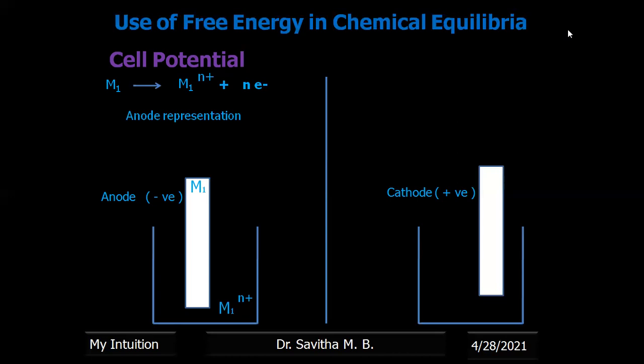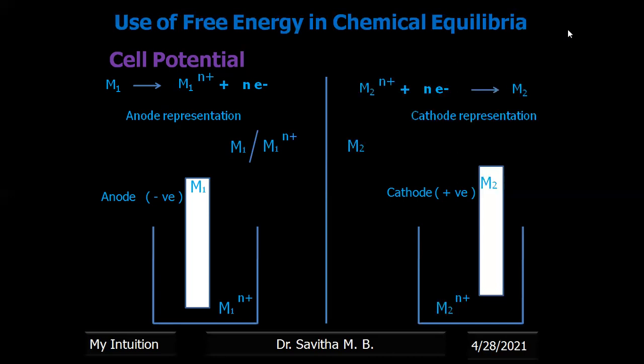Okay, now the anode half cell is the conversion of metal M1 to metal M1 n+, that is, to the form of ions. So the metal is in the solid state and M1 n+ is in the ionic state. Therefore, there is a phase difference, which is denoted by a slash. Okay, so this is the anode representation.